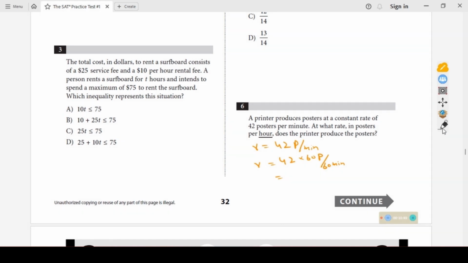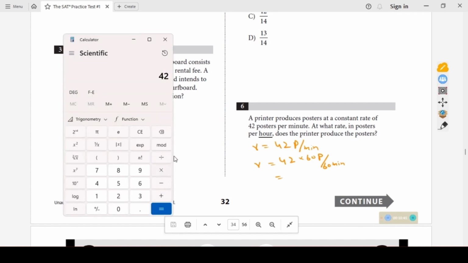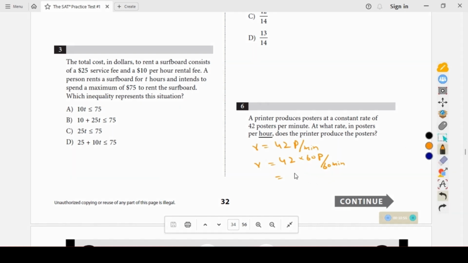It becomes 42 times 60. The answer is 2520. So, 2520 per 60 minutes becomes per hour. So, it will be 2520 posters per hour. So, this is the rate at which the printer produces the posters.